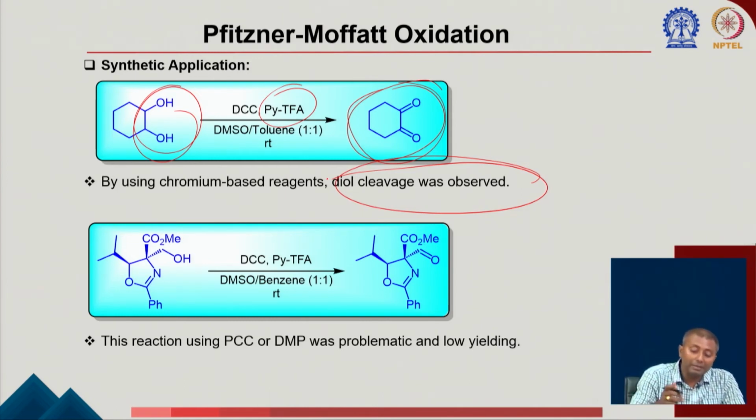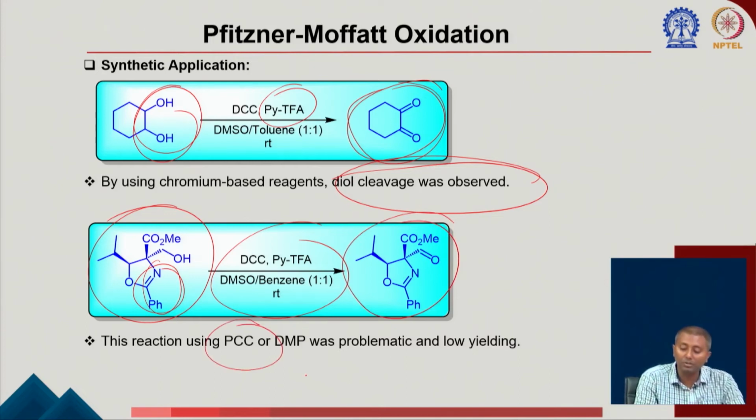Okay, then in this particular reaction, you can see there is a very sensitive functional group here. If you have a sensitive functional group, then this condition is much better, forming the corresponding aldehyde in a very good yield. If you use DCC or the Dess-Martin periodinane, what is going to happen? This reaction has a low yield. So that's why this condition is much better.